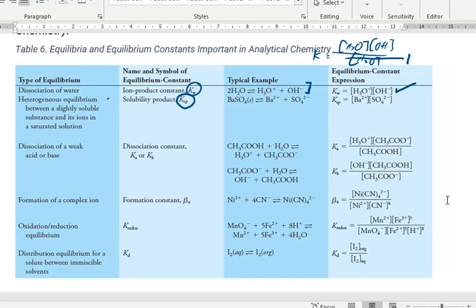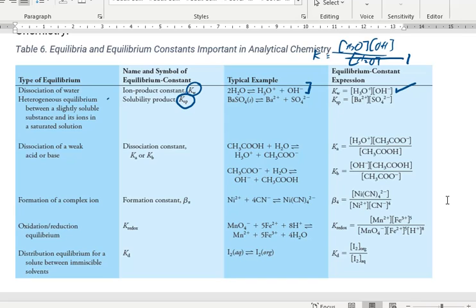So, heterogeneous equilibrium. After the solution reaches equilibrium, you have solid particles and dissolved particles in solution, because not everything dissolves. Okay? That is why you have a solubility product constant, because the solution reaches equilibrium. So, Ksp is just a term for that.